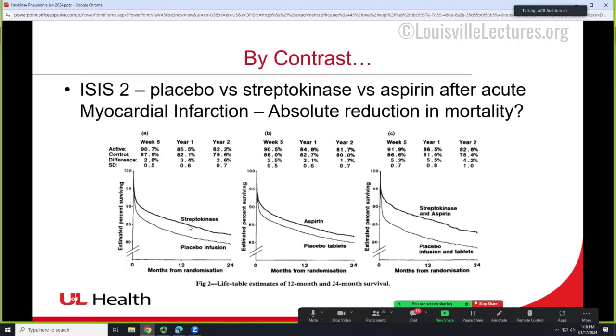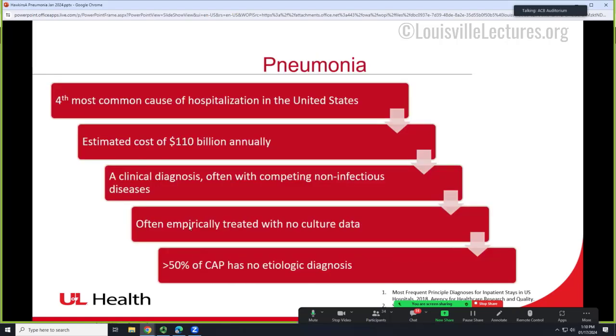Conversely, talking about another life-threatening disease state, not to dog on cardiology, it's cool and all, but infectious diseases is way cooler, personally. ISIS-2, which was published in the 80s, looked at MIs: after having an MI, streptokinase versus placebo versus aspirin. And while aspirin was wonderful, and we still utilize it today, their absolute reduction in mortality was nowhere near the absolute reduction in mortality with antibiotics for community-acquired pneumonia. So I just like to add that little tidbit in there.